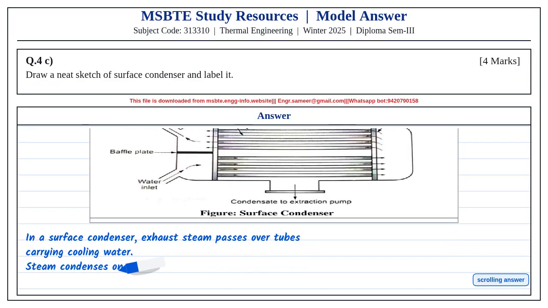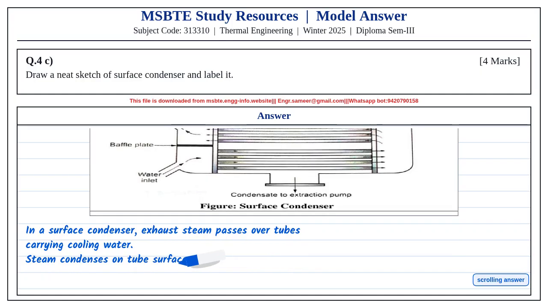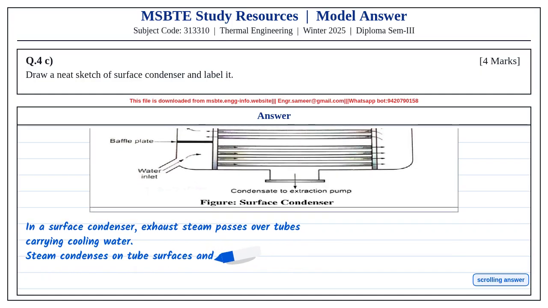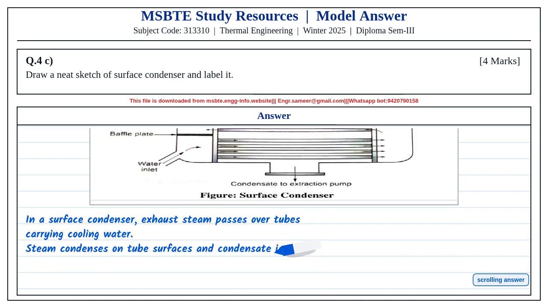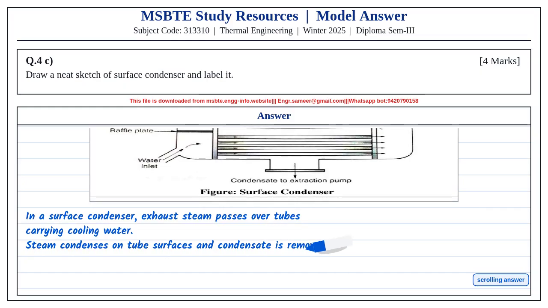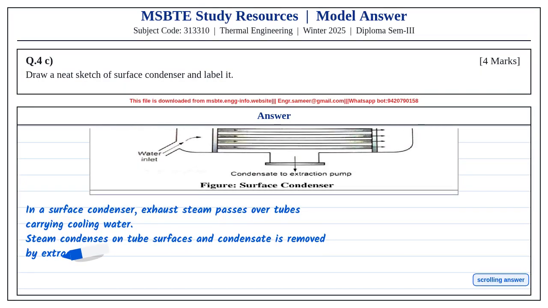Now let us read the answer. In a surface condenser, exhaust steam passes over tubes carrying cooling water. Steam condenses on the tube surfaces and the condensate is removed by extraction pump.